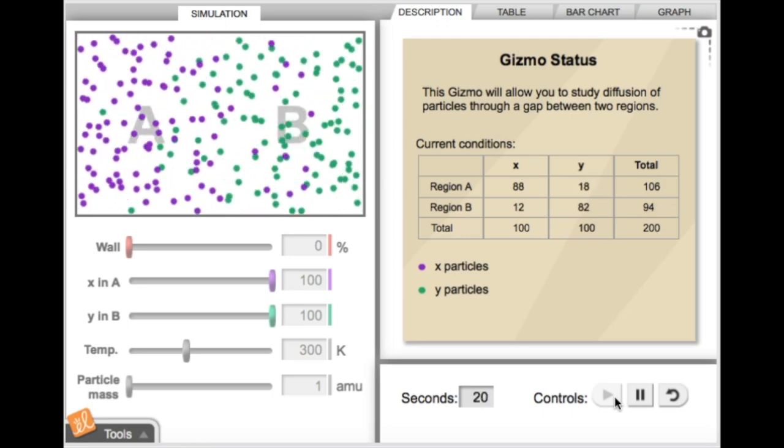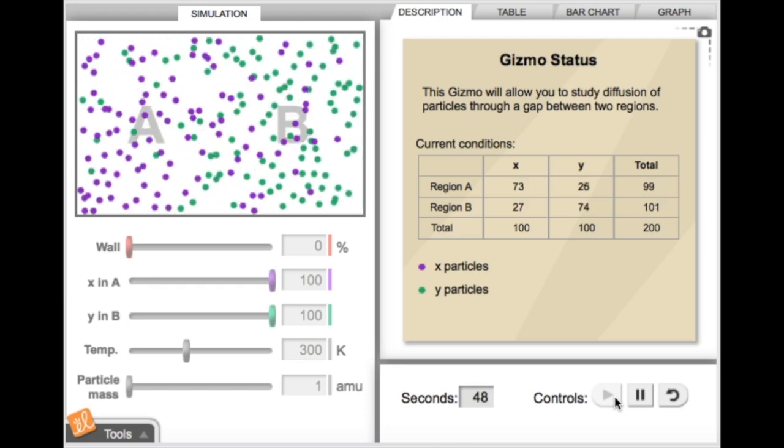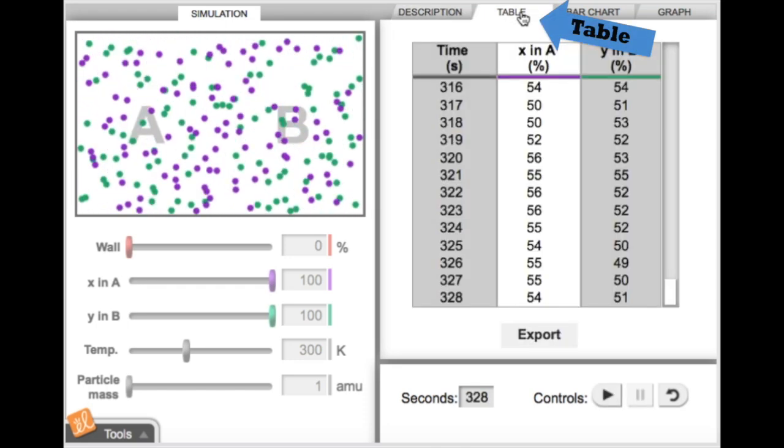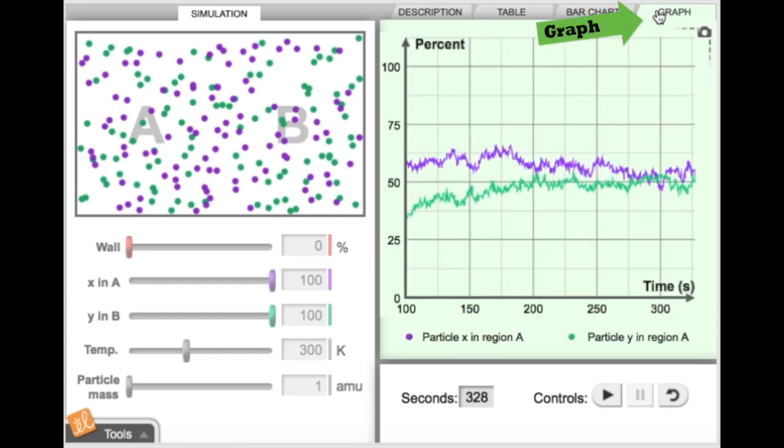What have you started to notice? How long do you think it will take for each of us to smell the other's scent? Let's look at the data found on the Table tab, which shows us the percentage of X in area A per second and the percentage of Y in area B. Doesn't seem like our smells are traveling all that quickly. The Bar Chart tab is great for analyzing the data, and the Graph tab gives a great visual of the diffusion process and how the percent of particles in area A and B change over time.